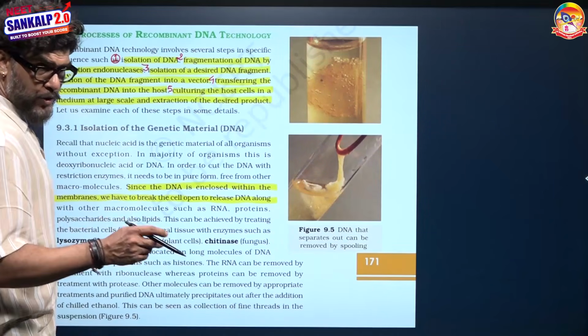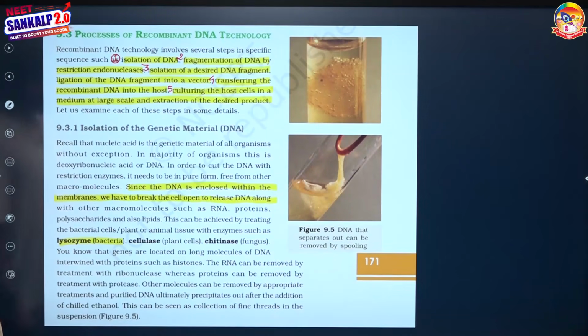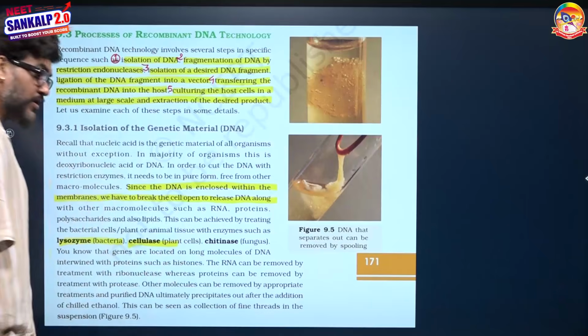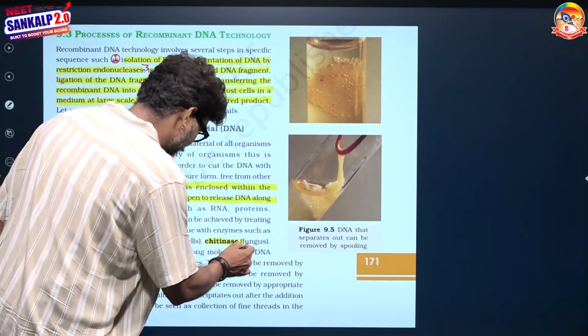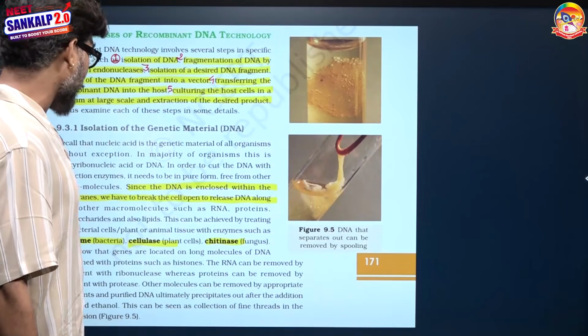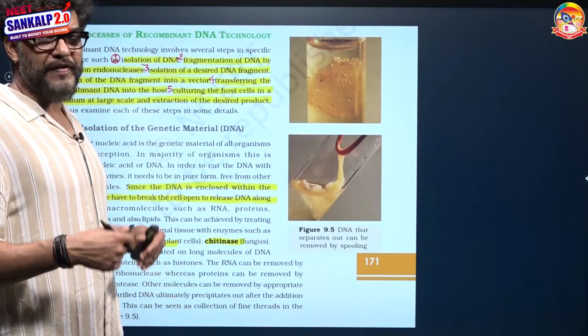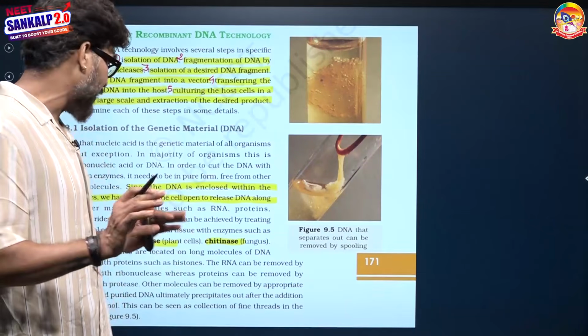So if we want to isolate DNA from bacteria, treat with lysozyme. If we want to isolate DNA from plant cells, treat them with cellulase. From fungal cells, treat with chitinase. In this manner, we will obtain DNA. Now this DNA would be treated with RNase and protease. Consequently, all the surrounding RNA and protein will be digested.